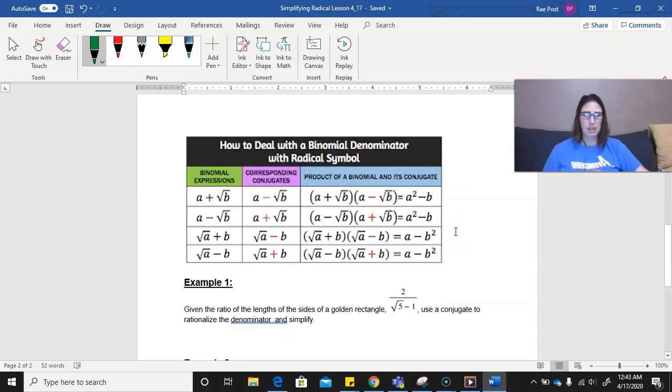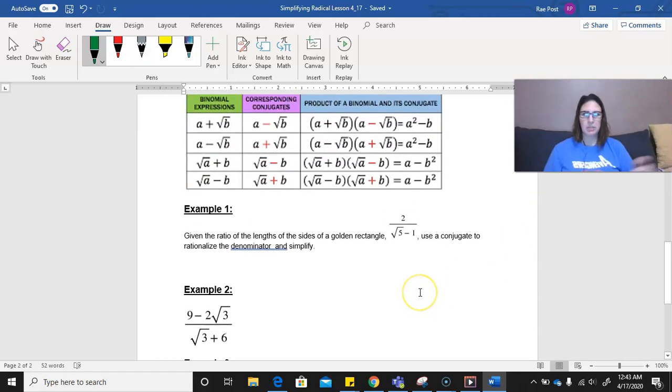But all the problems we have today are not always going to look like that, where you have the square root, and it might be like the square root of 5 minus the square root of 2 or something like that. So they might not always look like this. So I'll show you. All right, let's go ahead and do example number 1.